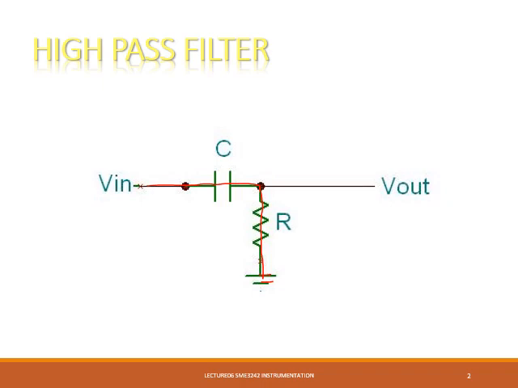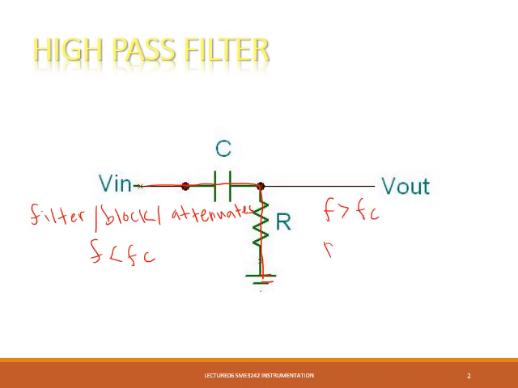This high pass filter works by blocking or attenuating any signal having a frequency lower than the cutoff frequency. If the frequency is higher than the cutoff frequency, then the signal will pass through.